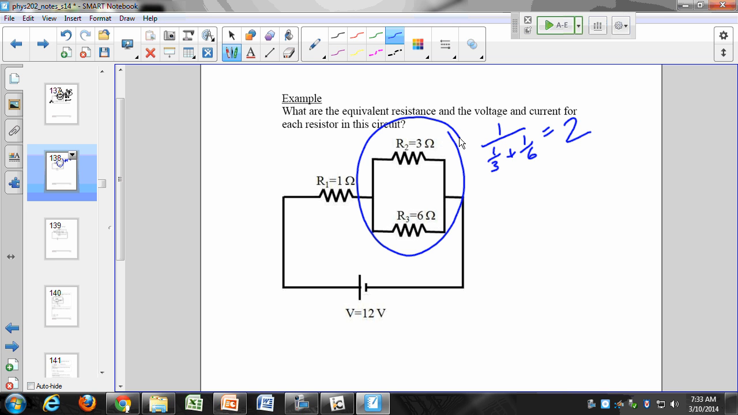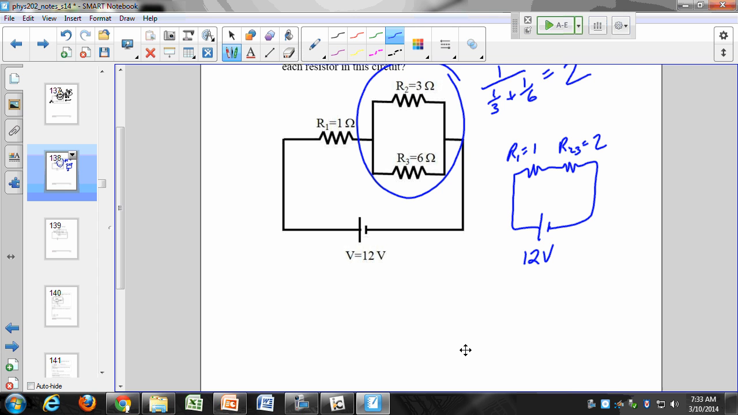And then I draw this circuit. I have R1, and then I have what I'll call R23. R1 equals 1, R23 equals 2, and I have 12 volts. And then I can find the equivalent of that, which is just going to be 1 plus 2 is equal to 3. So my equivalent resistance here is just 3 ohms. I'm at 12 volts. Now I can find the current that's going through this circuit.